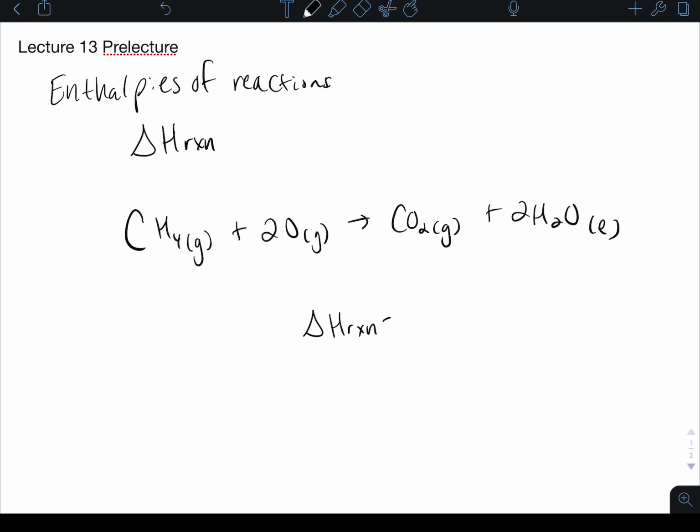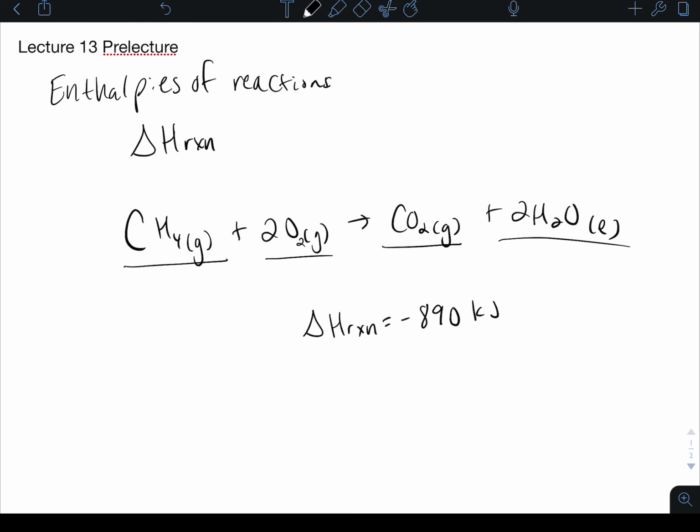It has a delta H of reaction equal to negative 890 kilojoules. So that's saying that for this reaction as written, it's going to release 890 kilojoules. So it'd be for 1 mole of methane reacting with 2 moles of oxygen gas to produce 1 mole of carbon dioxide and 2 moles of water.